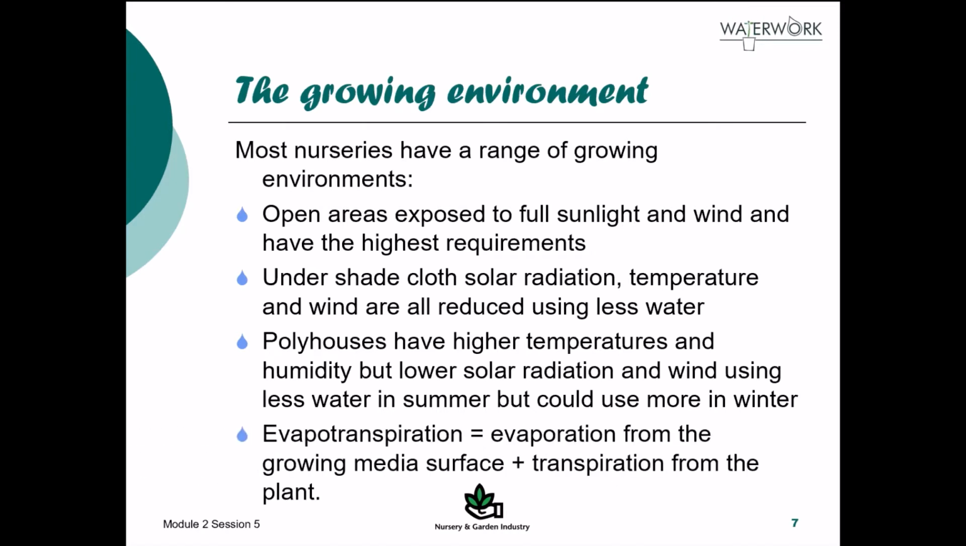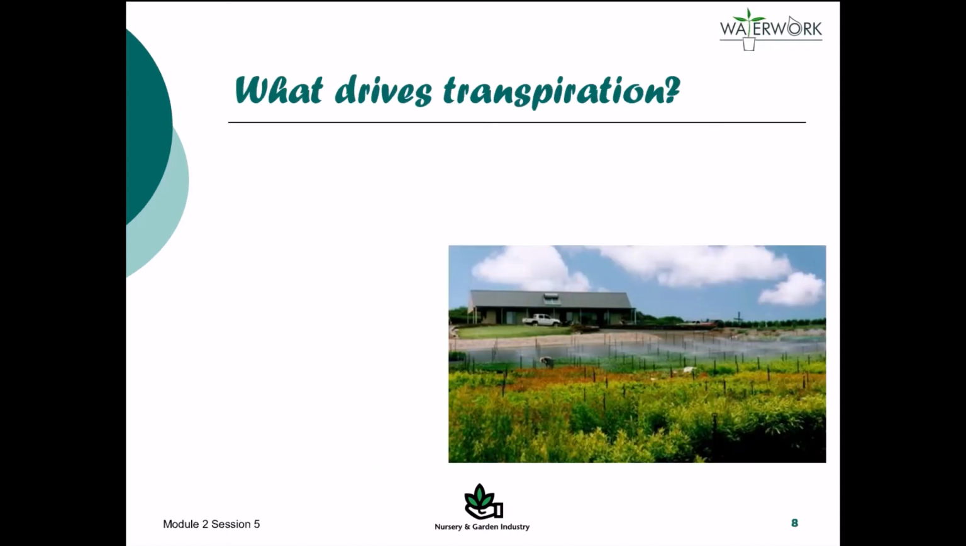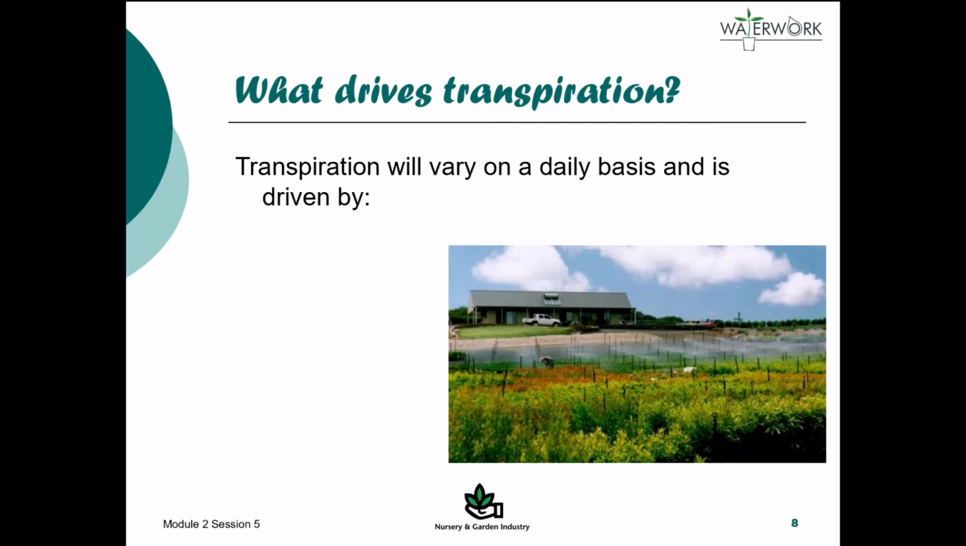Evapotranspiration is the sum of the evaporation from the growing media surface and transpiration from the plant. Evapotranspiration varies on a daily basis and is driven by 4 environmental factors: solar radiation, temperature, humidity and wind. Solar radiation is the largest energy source and is able to change large quantities of liquid water into water vapor. The potential radiation is dependent on the position of the sun at different latitudes and seasons. The actual radiation that reaches the plant surface depends on how clear the atmosphere is and the presence of clouds, which reflect and absorb major parts of the solar radiation.